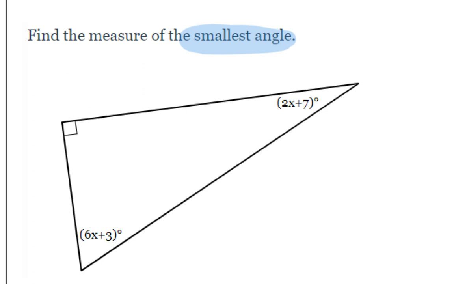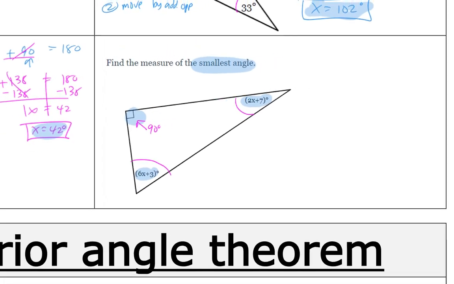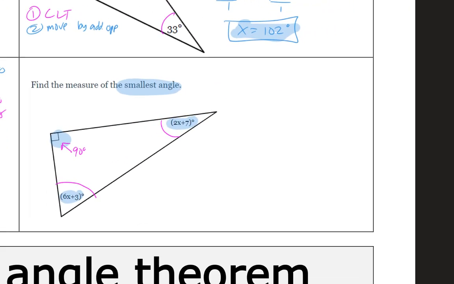Well, what do we know? We know we have 1, 2, 3 angles, right? This one's measured by 2x plus 7. That one's 6x plus 3. This one is 90 degrees, right? Well, if we're trying to find the smallest angle, we need to solve for x, right? So that tells us we need to make an equation. Well, what do we know? The only thing we know about angles is that they all add up to 180, right? And we know we have 1, 2, 3 angles. So let's go and write that down.